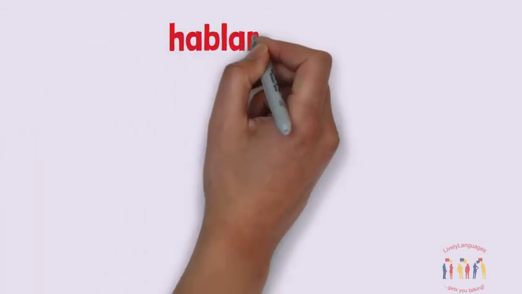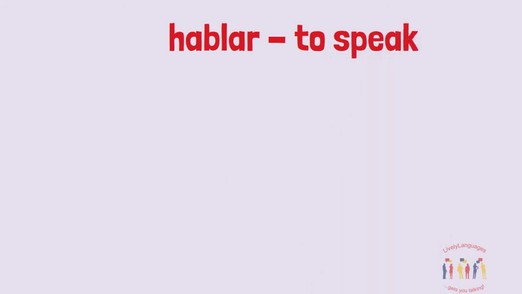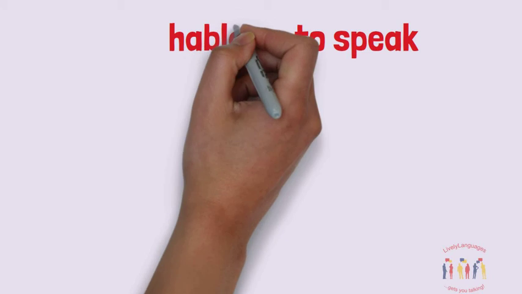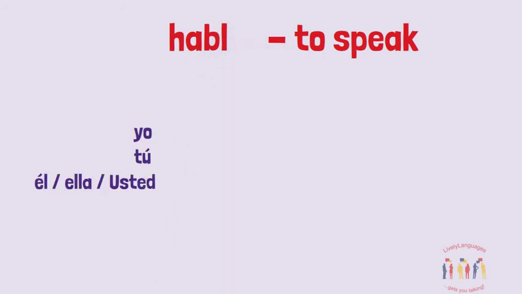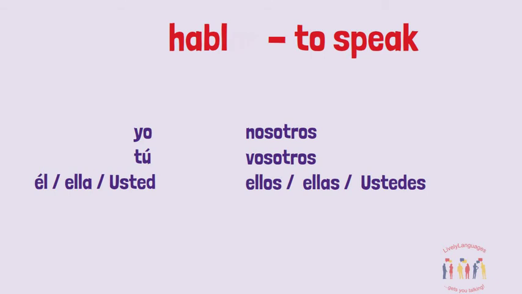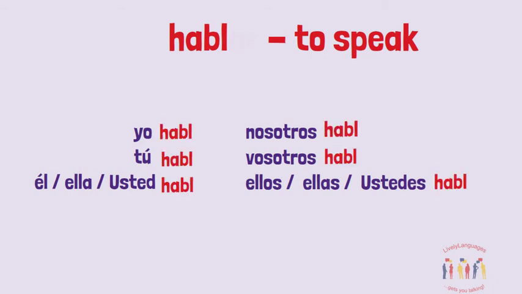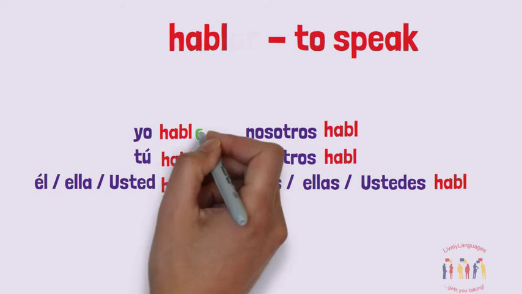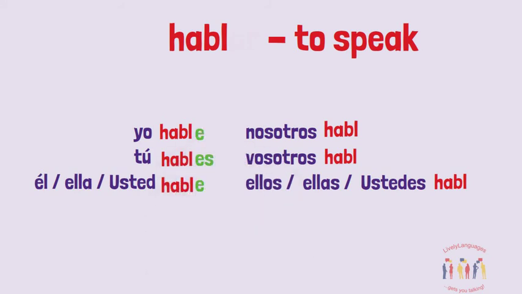For our first example, let's look at the verb hablar, to speak. We take off the AR, maybe add the optional pronouns yo, tú, él, ella, usted, nosotros, vosotros, ellos, ellas, ustedes, and then the endings to habl-. And so we get hable, hables, hable, hablemos, habléis, hablen.